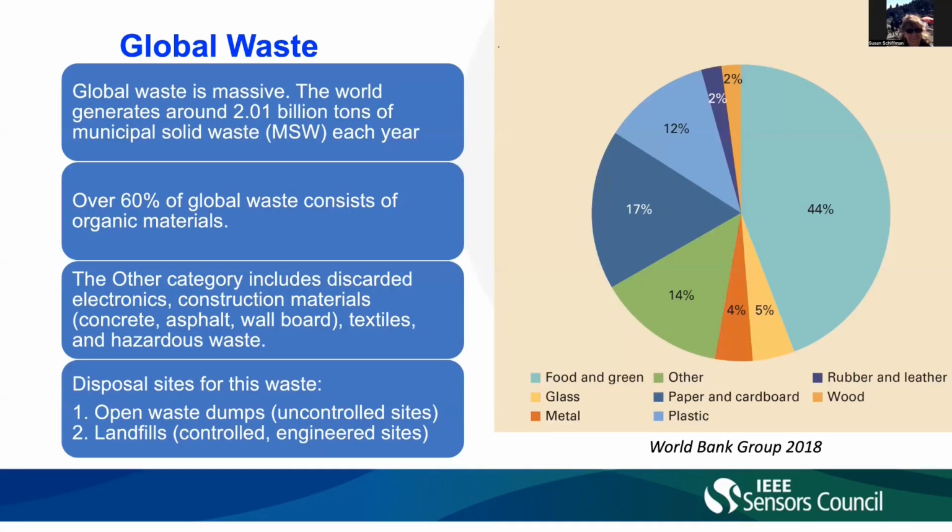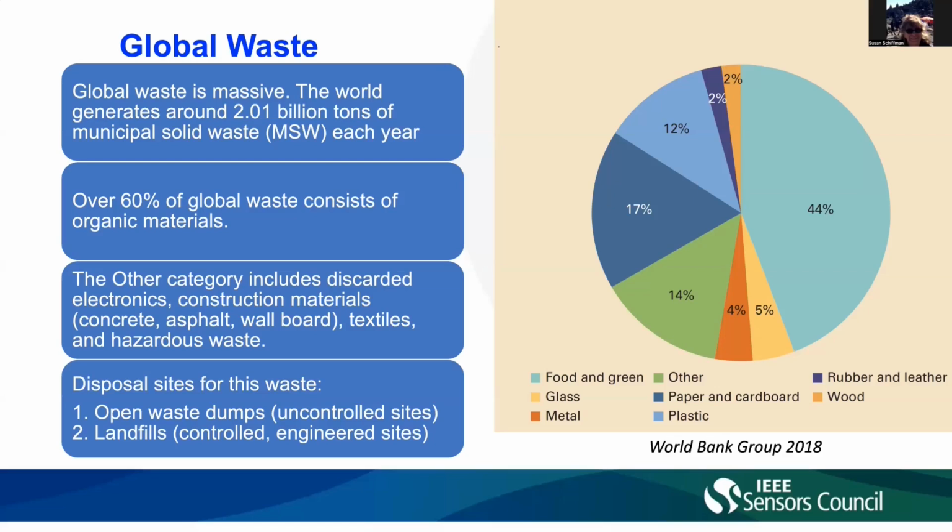How much global waste is there? It's massive. According to the World Bank, about 2 billion tons of municipal solid waste is generated each year. If you look at the circle on the right, in the light blue, it says 44%. That is food and green waste, for example, just unused food or waste from trees and branches and even cut grass. If you look at the dark blue where it says 17%, that is paper and cardboard. So those two together, which are organic materials, are over 60% of the global waste.